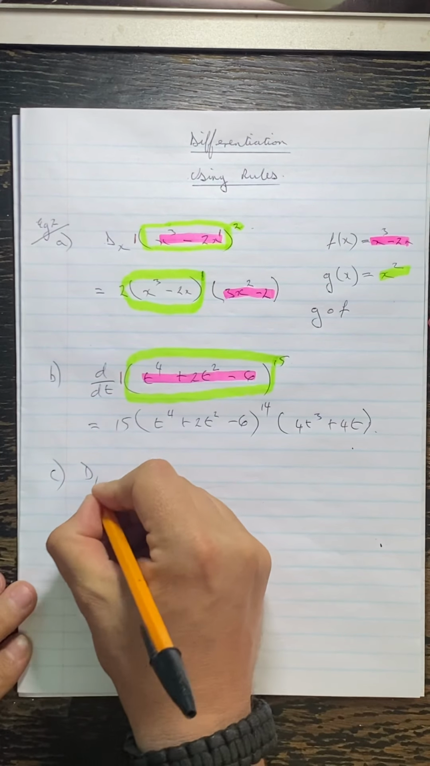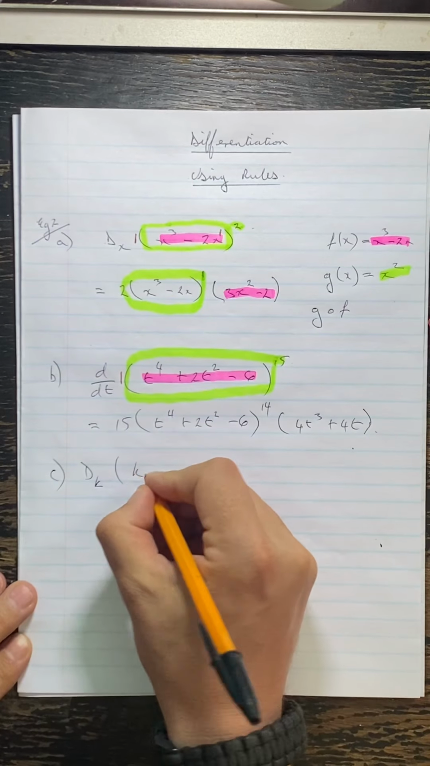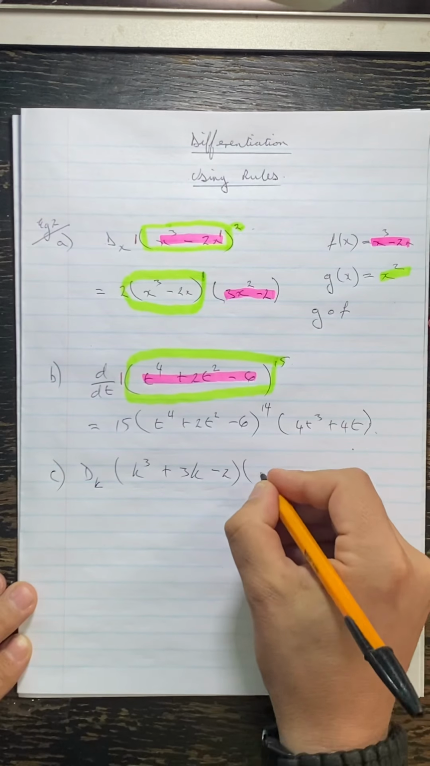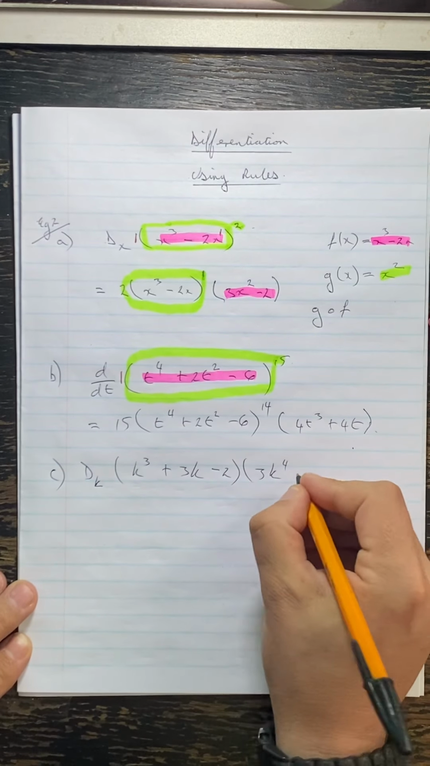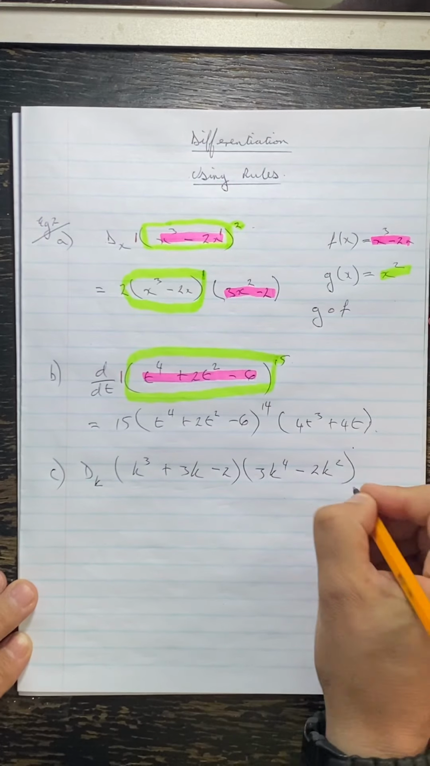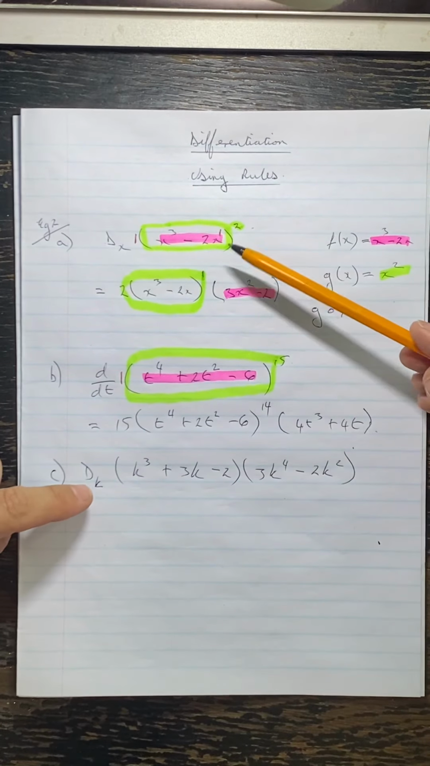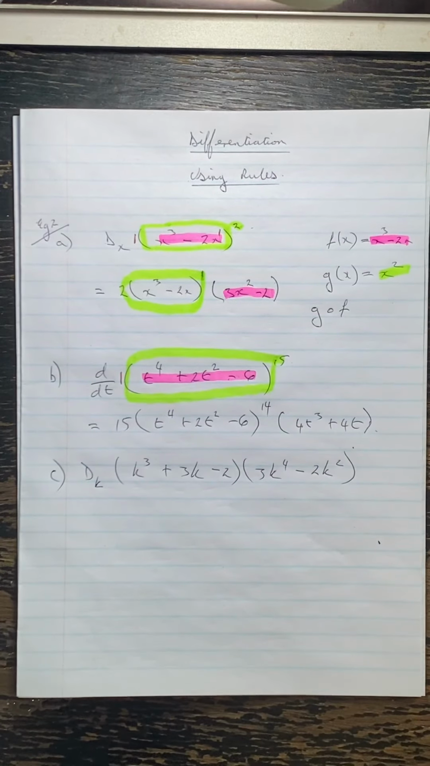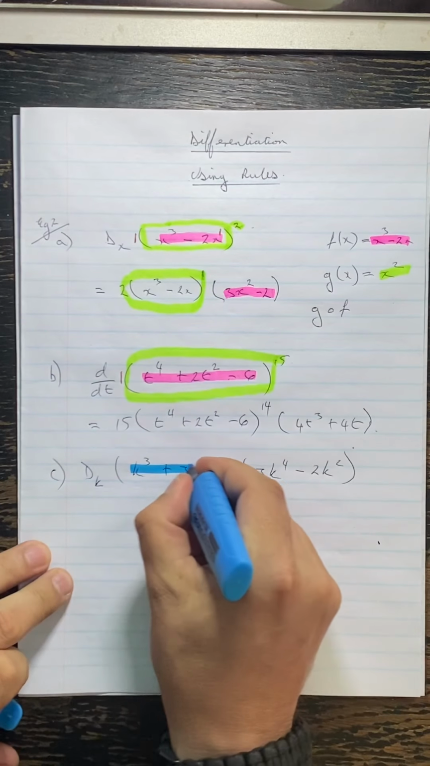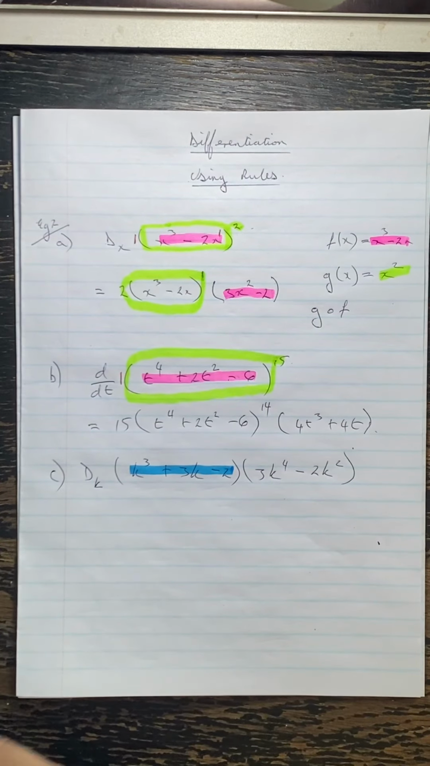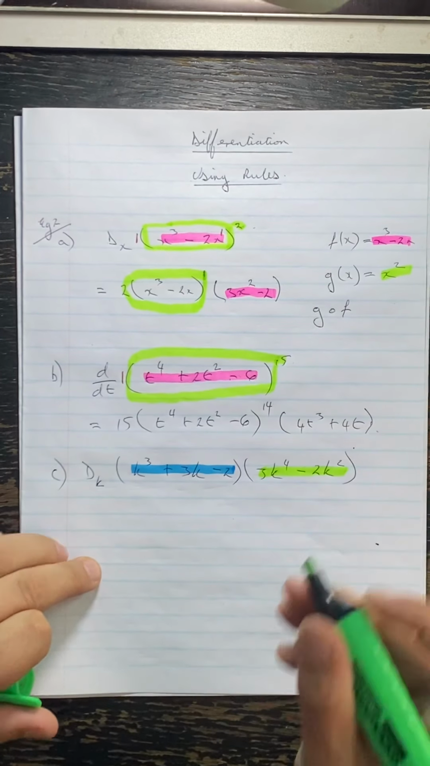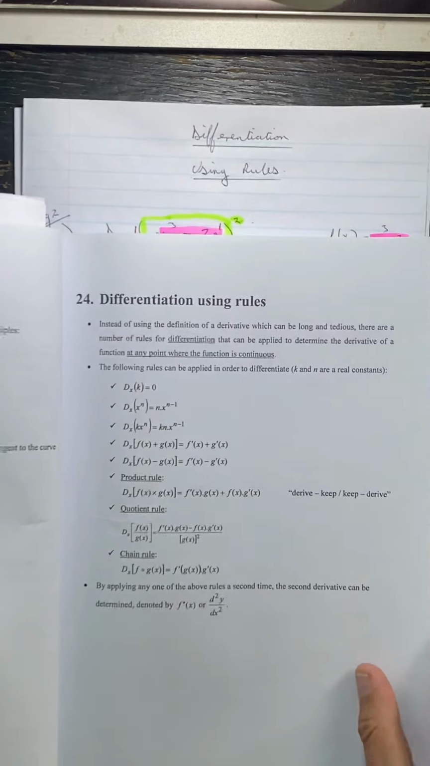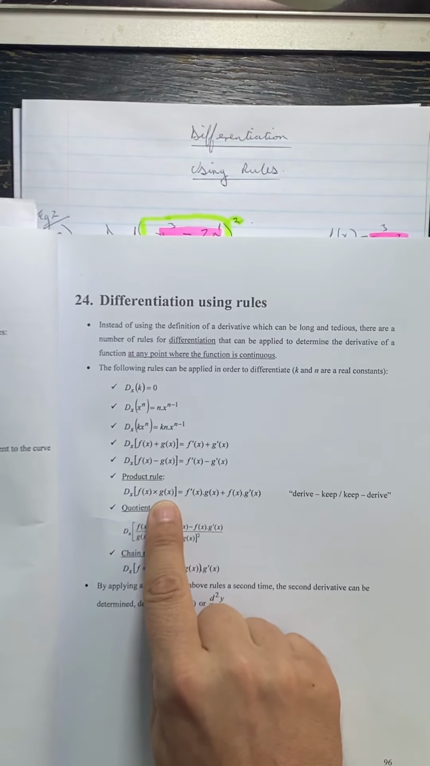We've got d/dk of (k cubed plus 3k minus 2)(3k to the 4 minus 2k squared). Now, you can see that this one is totally different compared to these first two. We do not have a function within a function. What we've got here is a function times another function. And what we call that one is the product rule. So it's this one over here, a function times a function.